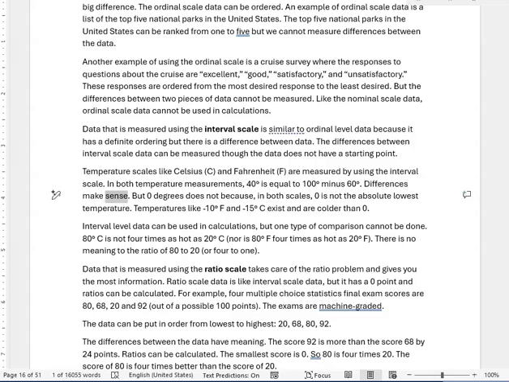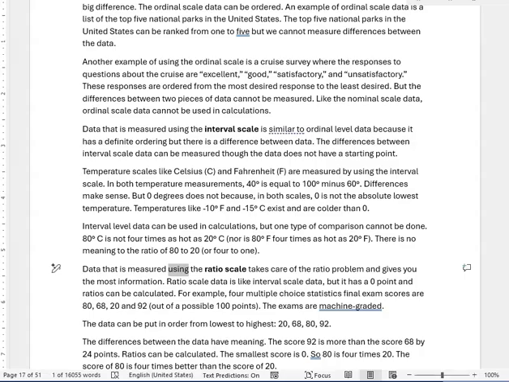Differences make sense. But 0 degrees does not because, in both scales, 0 is not the absolute lowest temperature. Temperatures like minus 10 degrees Fahrenheit and minus 15 degrees Celsius exist and are colder than 0. Interval level data can be used in calculations, but one type of comparison cannot be done. 80 degrees Celsius is not 4 times as hot as 20 degrees Celsius, nor is 80 degrees Fahrenheit 4 times as hot as 20 degrees Fahrenheit. There is no meaning to the ratio of 80 to 20 or 4 to 1.